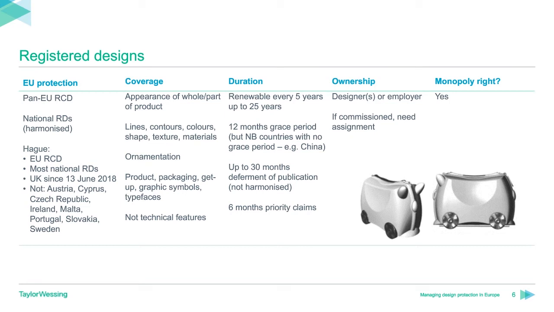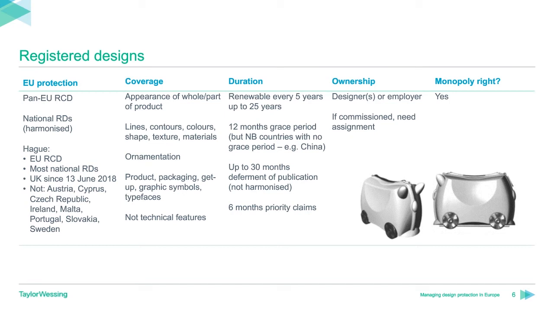As Martin mentioned, there's the 12-month grace period option, but do remember that some countries like China don't have a grace period, so it's important to keep that in mind as part of your overall strategy before disclosing your designs. There's also a possibility of deferring the publication of your registration for up to 30 months if you want to keep it secret over that period. And you can also take advantage of the 6-month priority claim system.